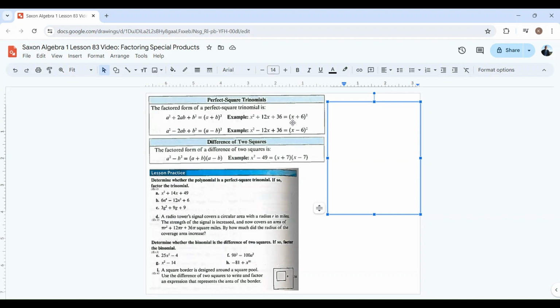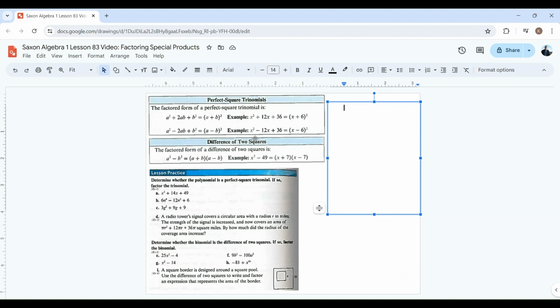Remember, if we have a binomial squared, x plus 6 squared, when we square that, it's going to turn into a trinomial with a pattern. The first number squared plus 2 times the first number times the last number. 2 times x times 6 is 12x, plus the last number squared, 36. If the middle number is negative, if it's x minus 6 squared, then the middle number is going to be negative, right? So what you're going to have to do is look for these patterns and be able to identify them.